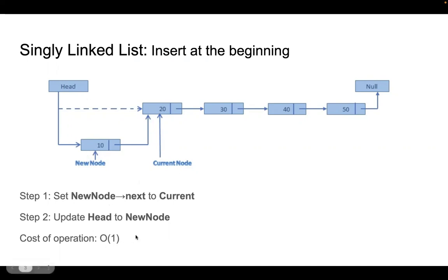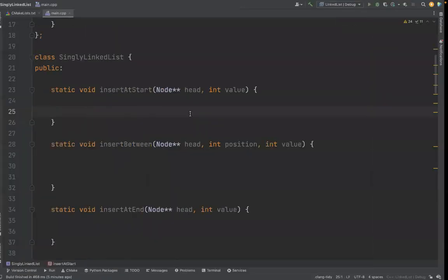The cost of operation is O(1) because it's regardless of the size of input. So if the linked list size is 20, 100 or 1000, it always takes 2 steps in order to insert the new node at the beginning. Okay, so let's implement it in C++ in a program.